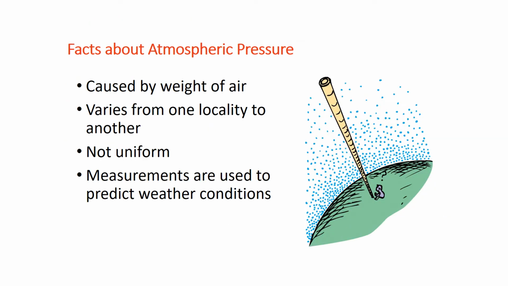So let us talk about facts about atmospheric pressure. It is caused by the weight of air. It varies from one locality to another. It is not uniform. Measurements are used to predict weather conditions, since air always moves from high pressure to lower pressure.